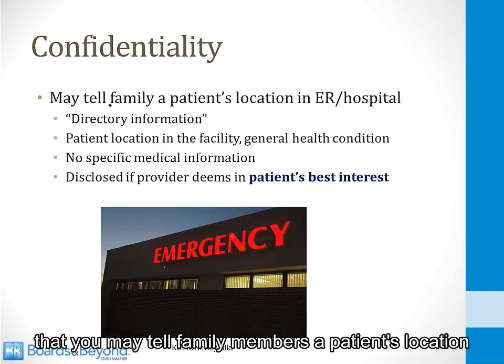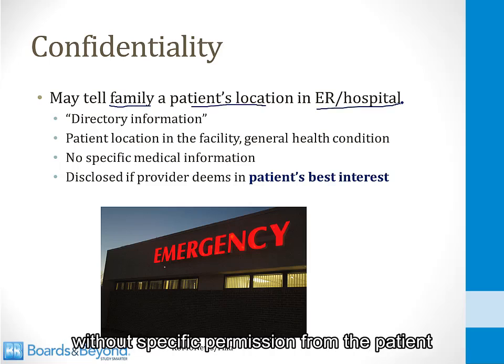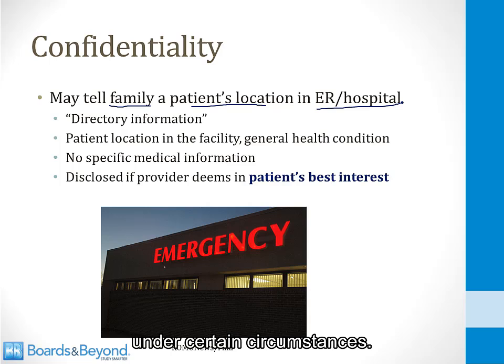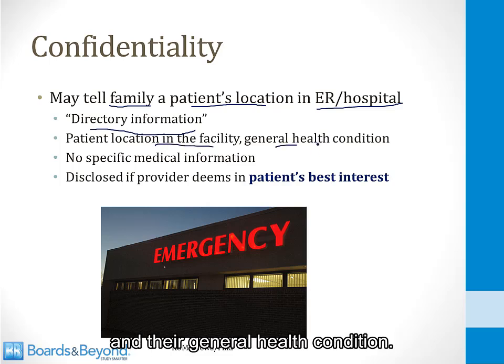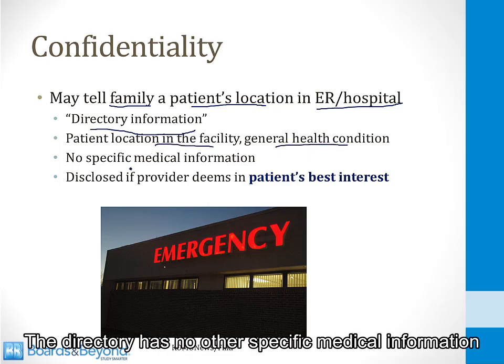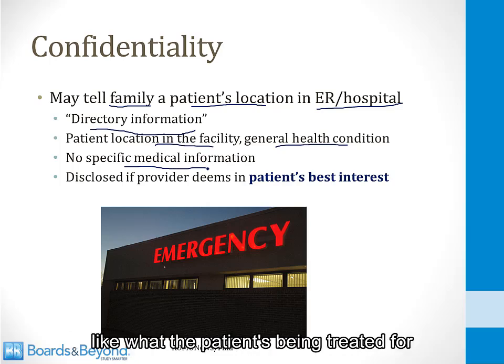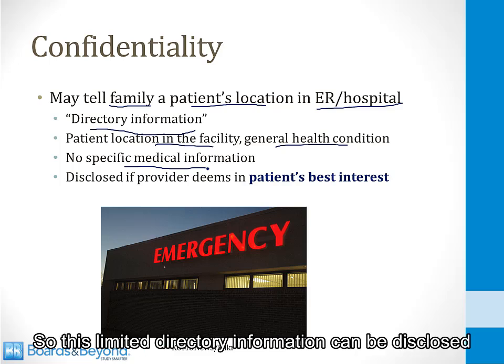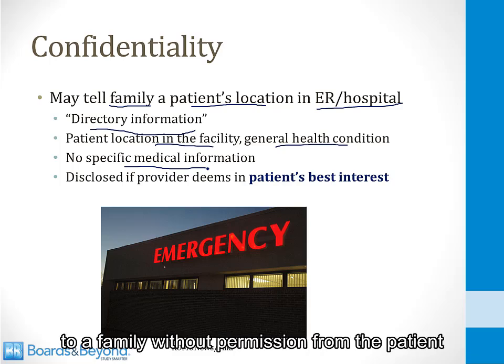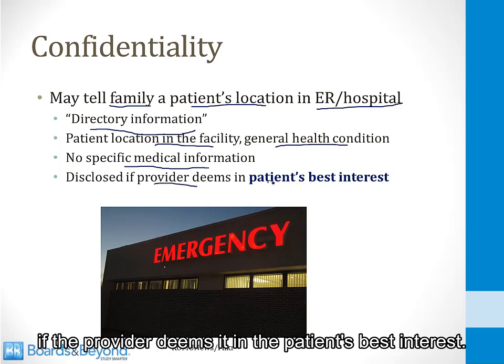One of the exceptions is that you may tell family members a patient's location in the emergency room or hospital without specific permission from the patient under certain circumstances. Hospitals are allowed to maintain what's known as directory information. This is basically a list of the patients that are in their facility and where they're located and their general health condition. The directory has no other specific medical information like what the patient's being treated for, or what doctor is treating them, or how they're being treated. So this limited directory information can be disclosed to a family without permission from the patient if the provider deems it in the patient's best interest.